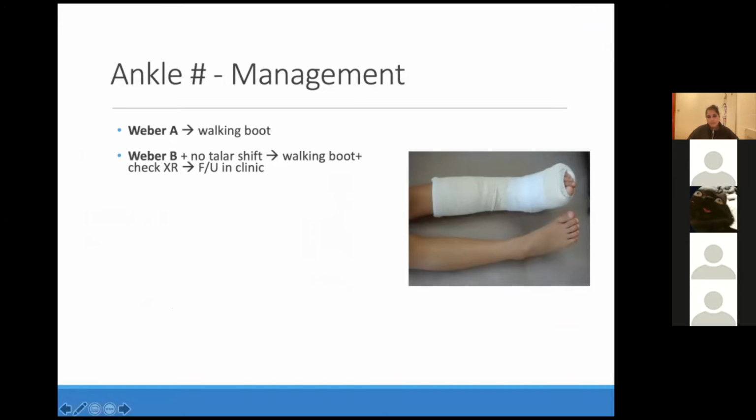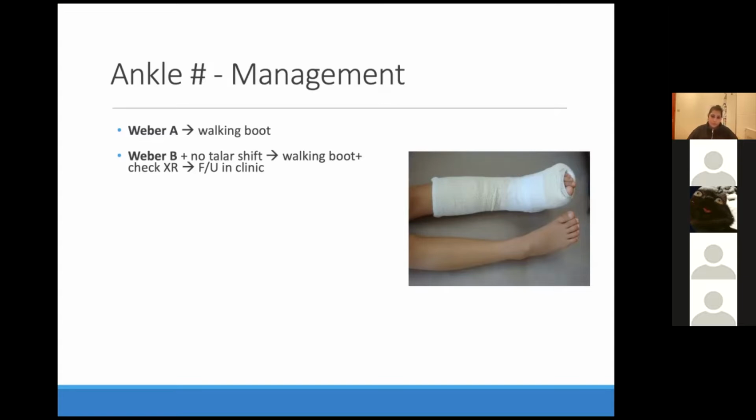Whether or not the talus has moved. Yeah, essentially. So if you have a Weber fracture, which is at the level of the syndesmosis, and the joints are going over your talus, so between your talus, your fibula, and your distal tibia, looks pretty much equal. Therefore, you don't think there's a talus shift. Again, the patient can go into a walking boot.